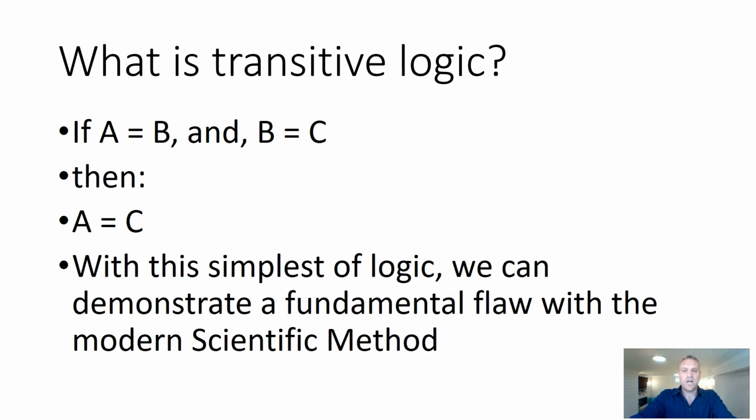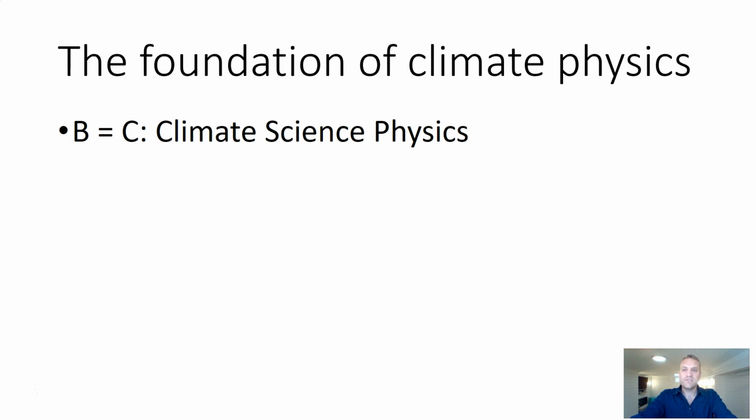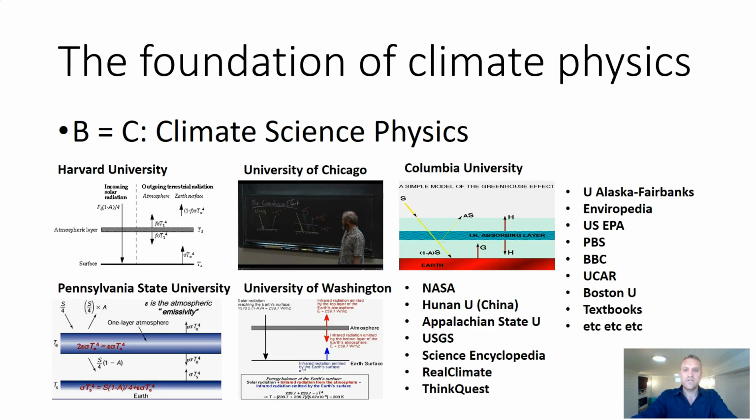With this simplest of logic, we can demonstrate a fundamental flaw with the modern scientific method. So first, let's have a look at the foundation of climate physics. This is going to be our B equals C. So B equals C, climate science physics. This is what I mean by that.